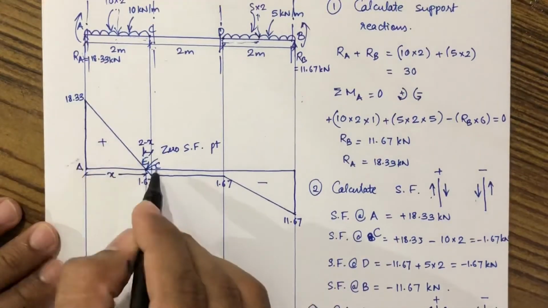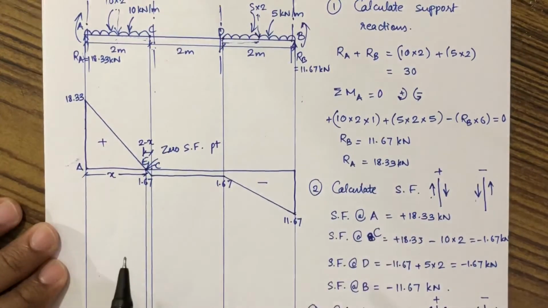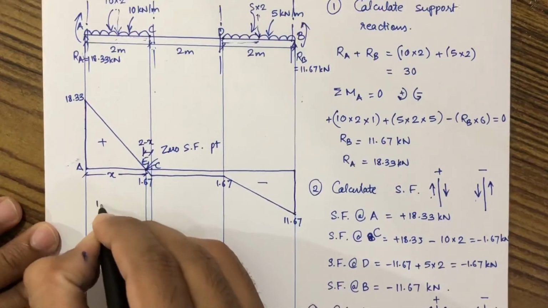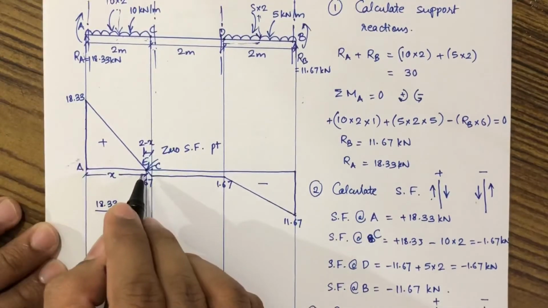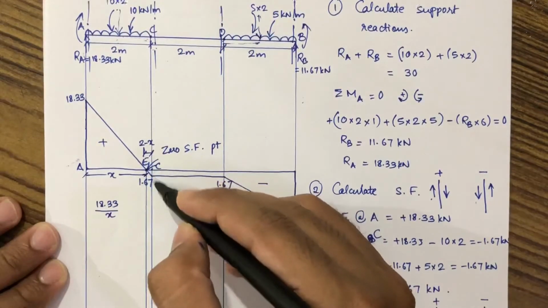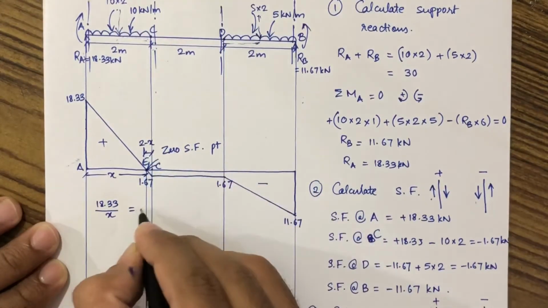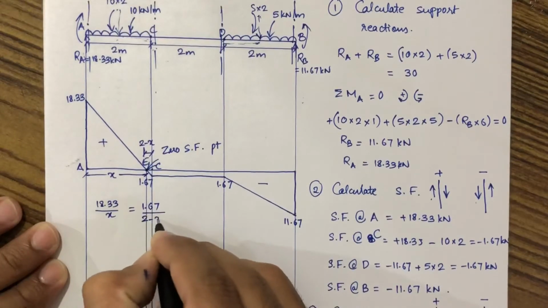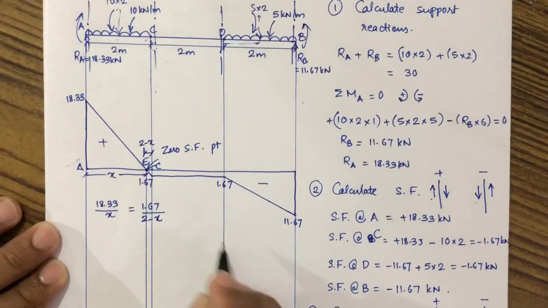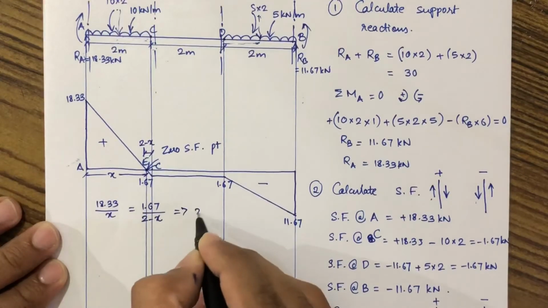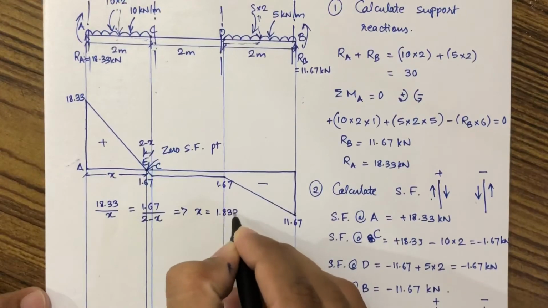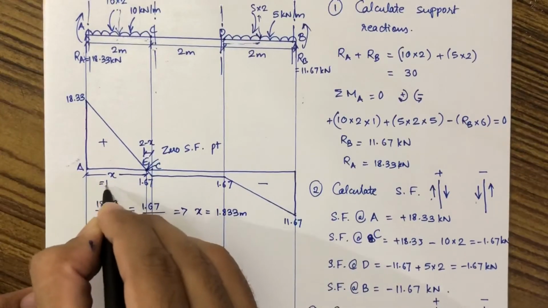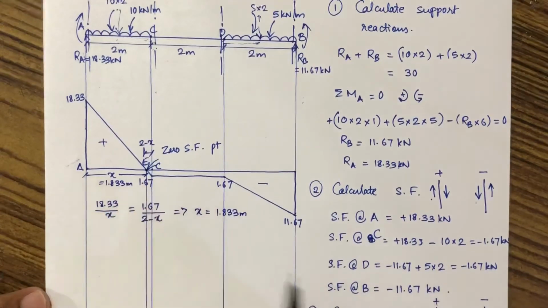Now if we consider these two triangles, both the triangles will be similar. So by the similarity of triangles, we will get 18.33 upon x is equal to 1.67 upon 2 minus x. From here we can get the value of x, and the value of x comes out to 1.833 meter. So this x value is 1.833 meter.